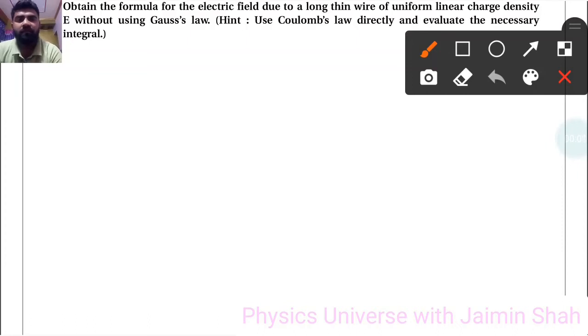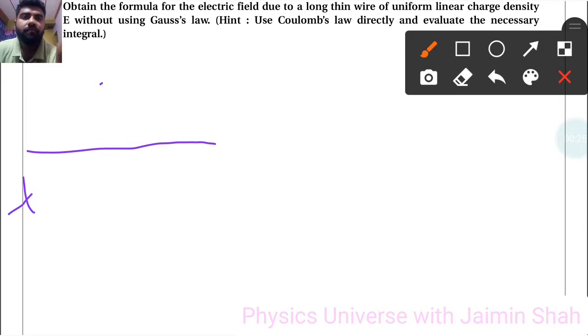Obtain the formula for the electric field due to a long thin wire of uniform linear charge density lambda without using Gauss's law. The hint is given: use Coulomb's law directly and evaluate the necessary integral. So first of all, this is our long thin wire of uniform linear charge density, lambda.